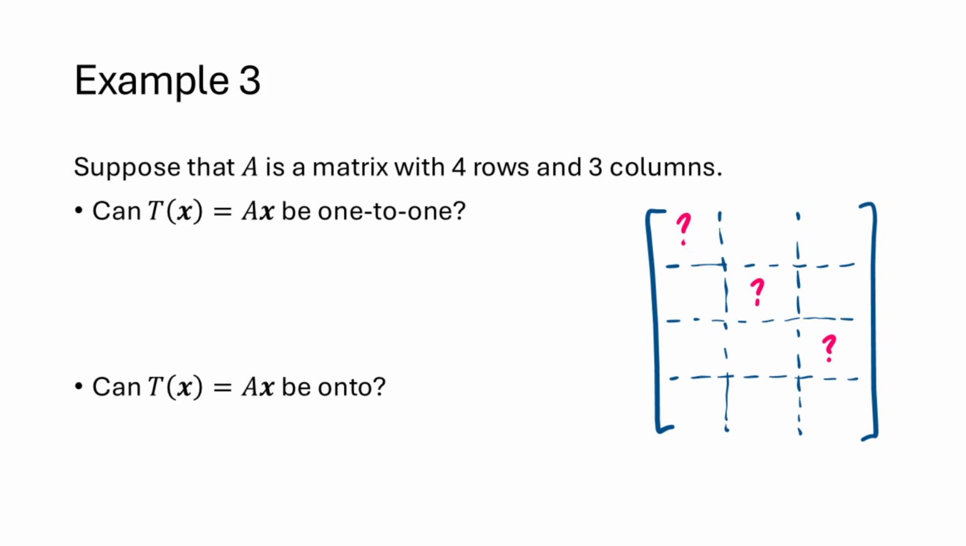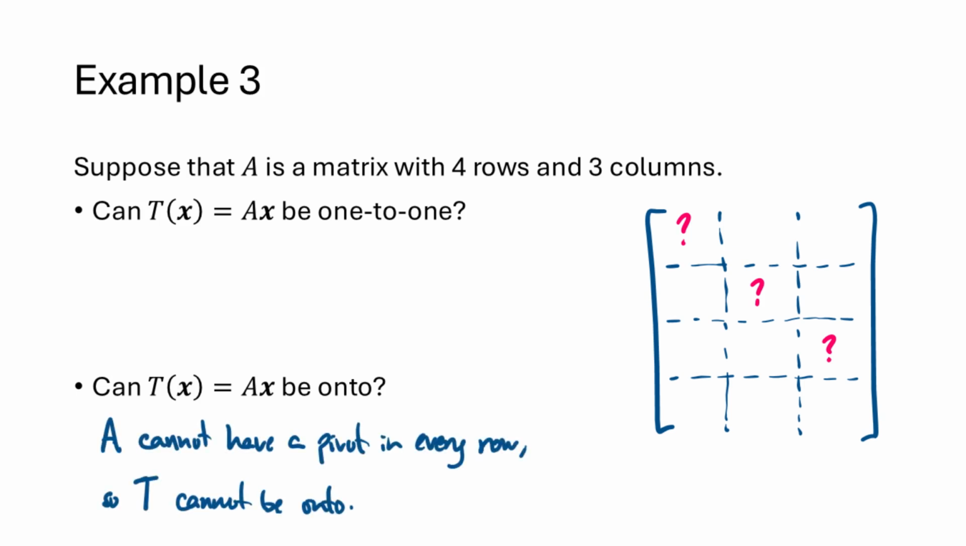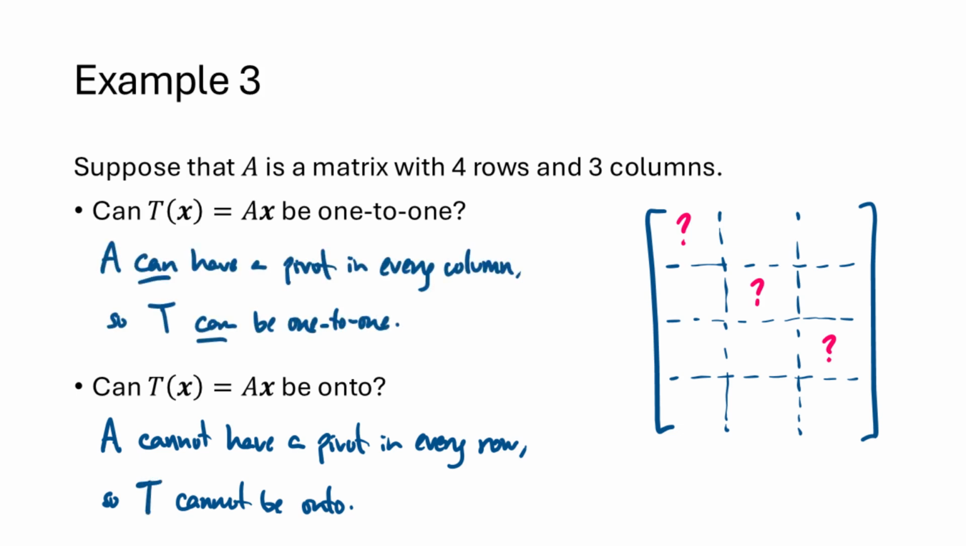Since we have 4 rows and 3 columns, and each pivot must be in its own row and in its own column, the maximum number of pivots that we could have is 3. Now that doesn't mean that this matrix has to have 3 pivots, but it couldn't have more than 3 pivots. So we can't have a pivot in every row. A pivot in every row would require us to have 4 pivots, but we don't have room in this matrix for 4 pivots. So since we cannot possibly have a pivot in every row, this transformation cannot possibly be onto. But since A can have a pivot in every column, this means that the transformation T can be one-to-one.